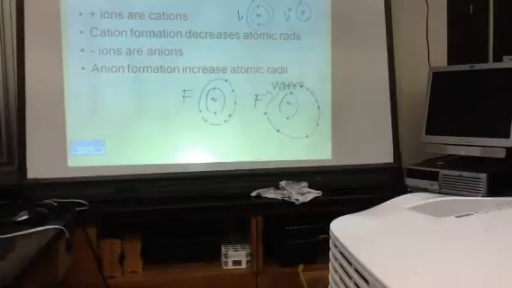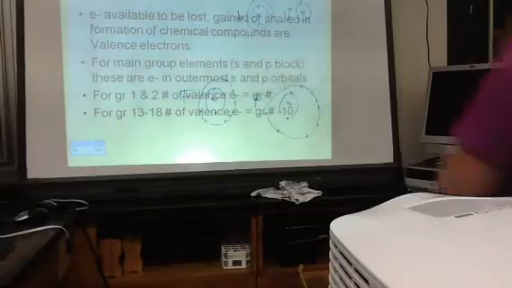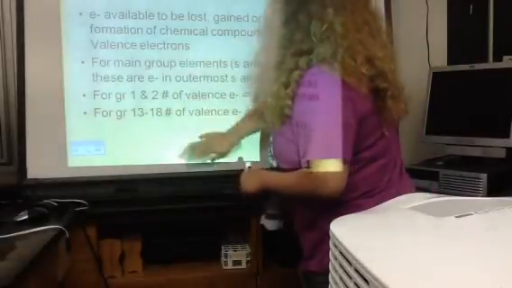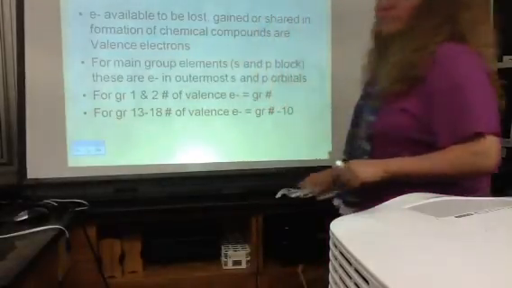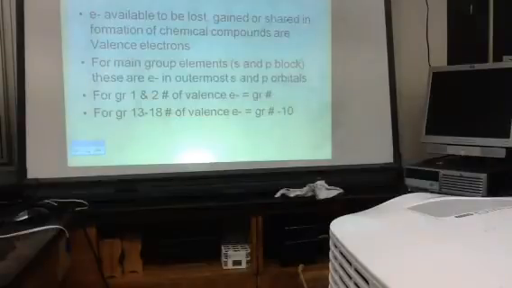Okay, let's erase these as we start to talk a little bit about valence electrons. This is critical because this is what controls what kind of compounds are formed and how things react. Valence electrons are the electrons that will interact with other atoms. They can be lost, gained, or shared. They are the outermost energy level electrons. Okay.